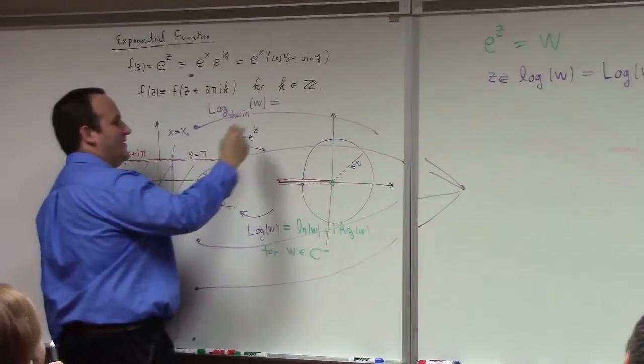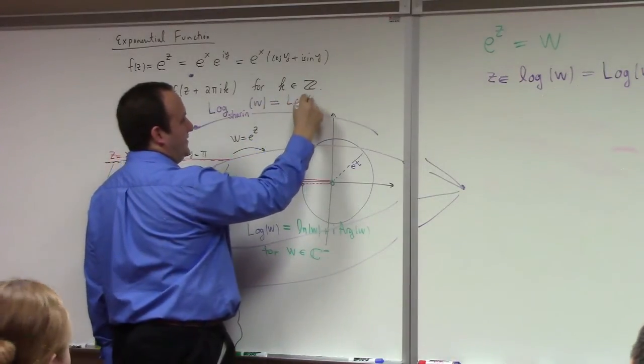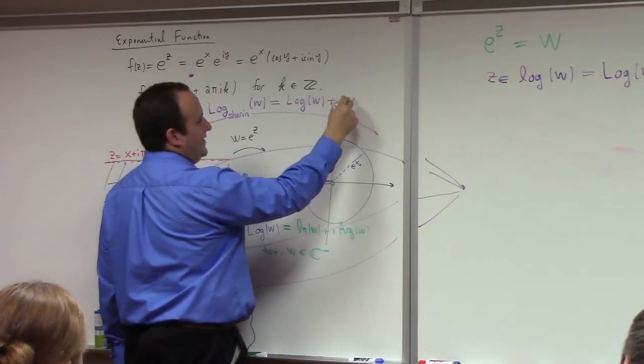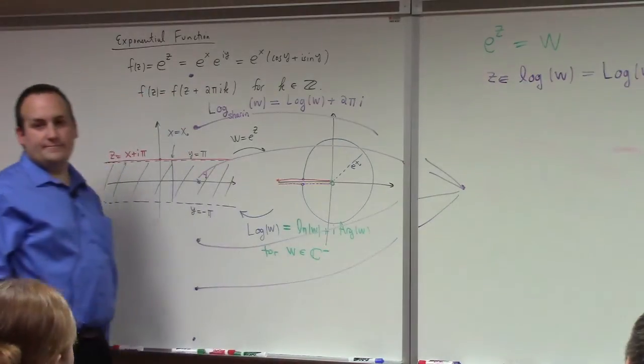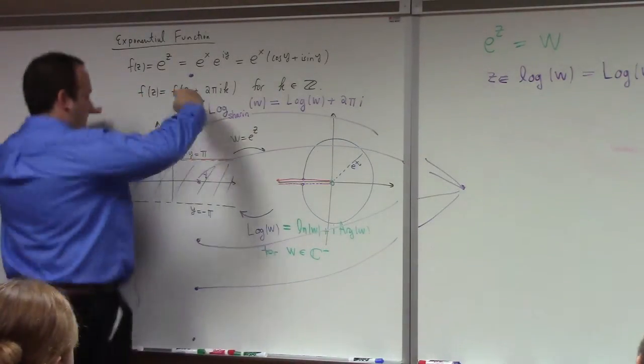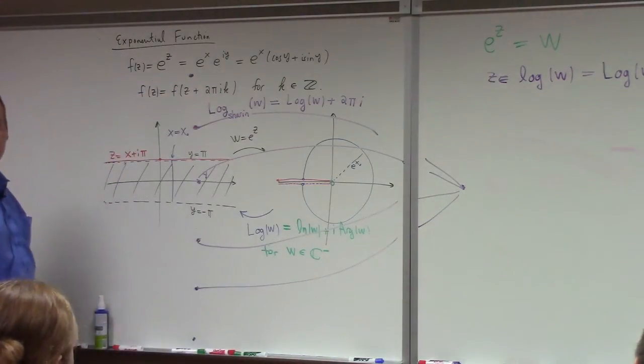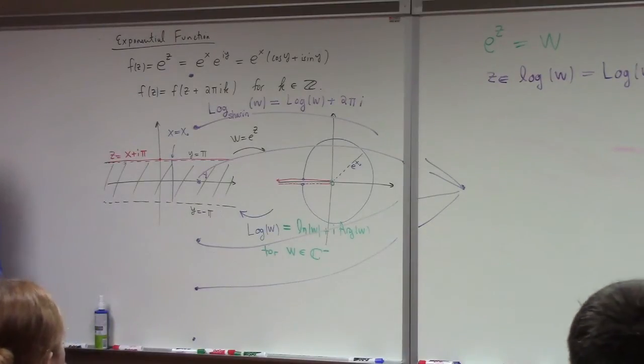But log Sharon would just be the ordinary log plus 2 pi i, because it's just shifted up. Okay.